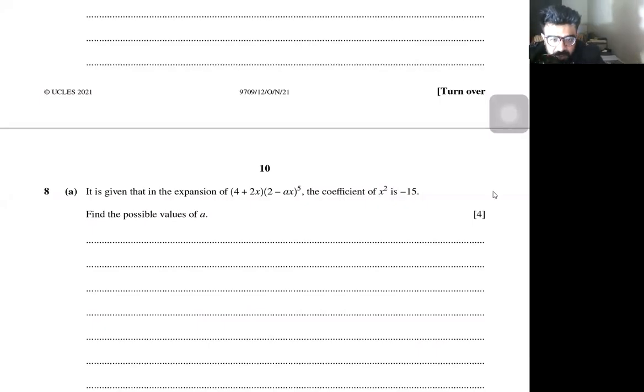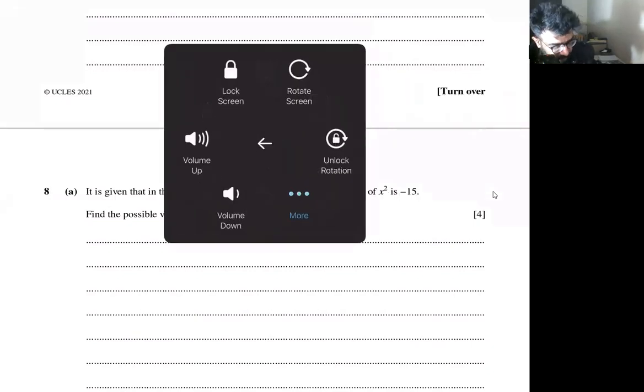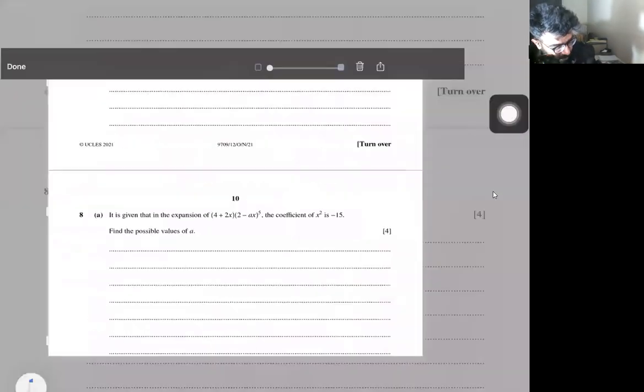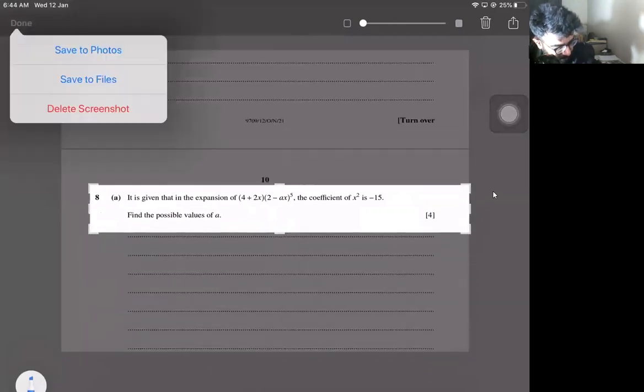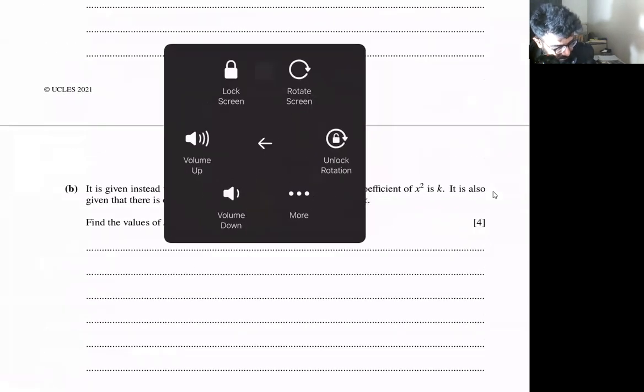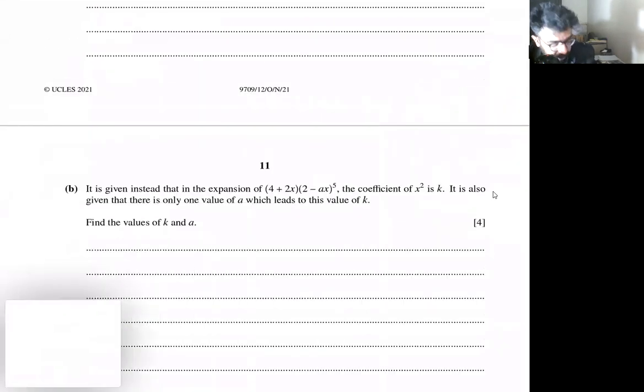So here we have question number 8 from the same paper, A Level Maths 9709, October November 2021, paper 1 variant 2. Now we have question number 8 and the topic is binomial expansion. This question is worth 8 marks.